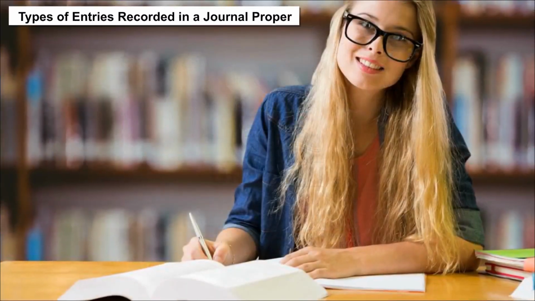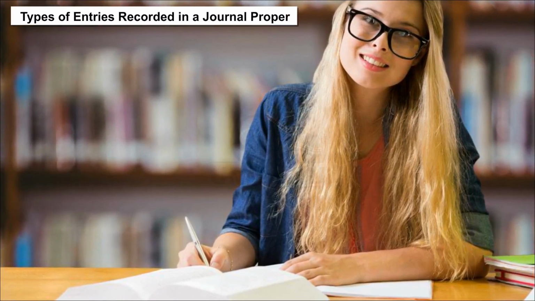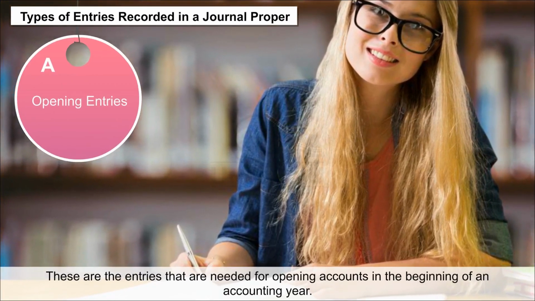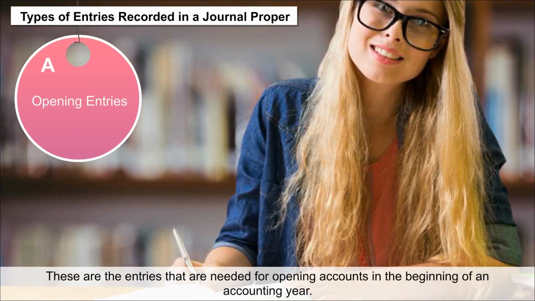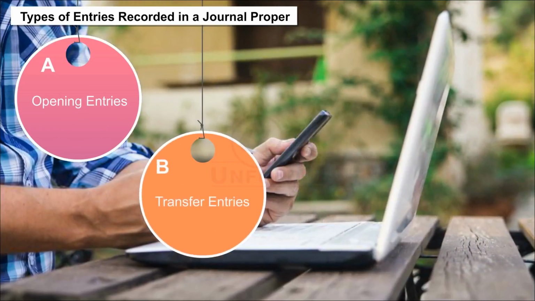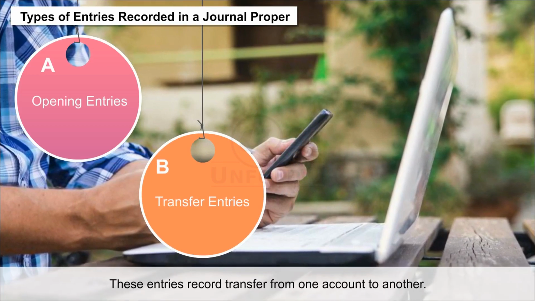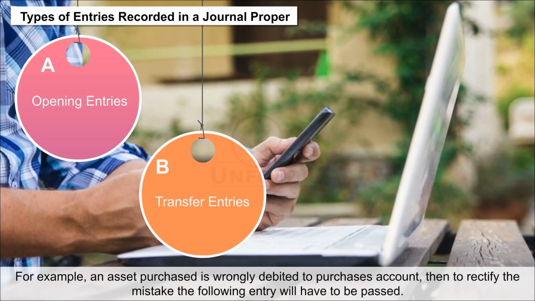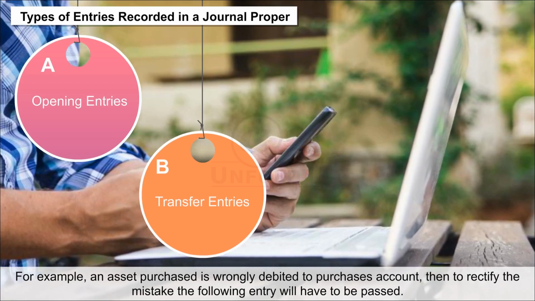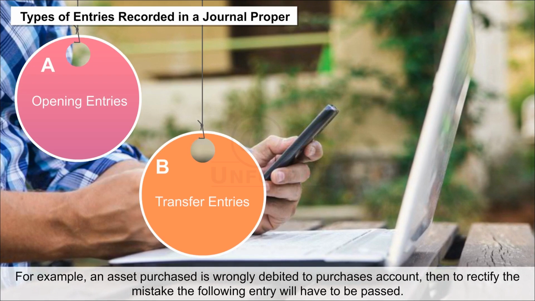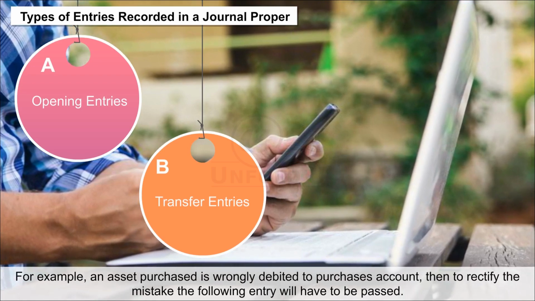Types of entries recorded in a journal proper. A. Opening entries. These are the entries that are needed for opening accounts in the beginning of an accounting year. B. Transfer entries. These entries record transfer from one account to another. For example, if an asset purchased is wrongly debited to the purchases account, then to rectify the mistake, the following entry will have to be passed.